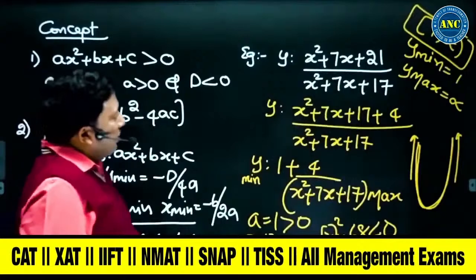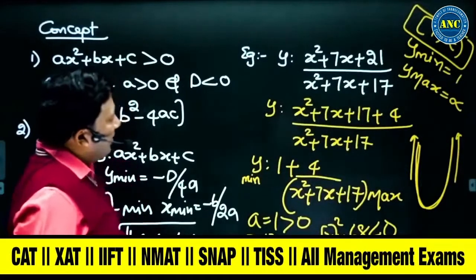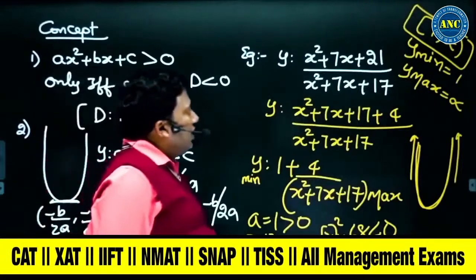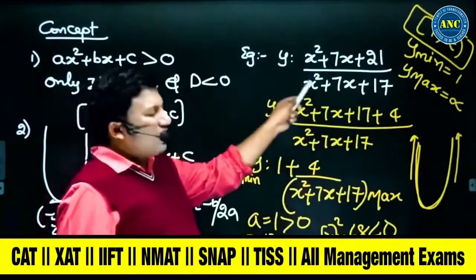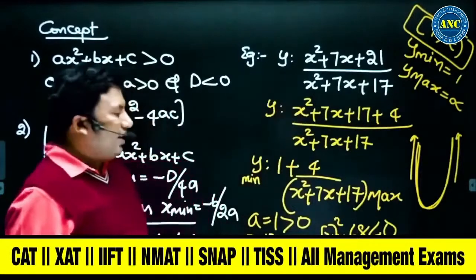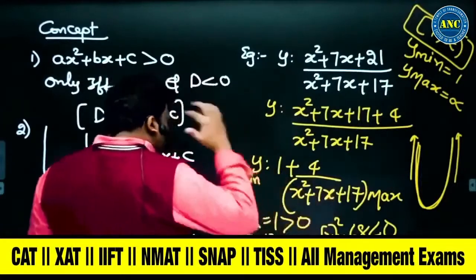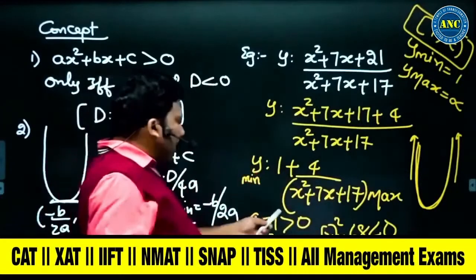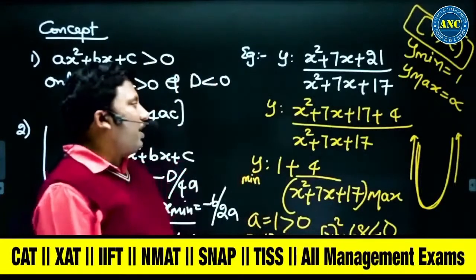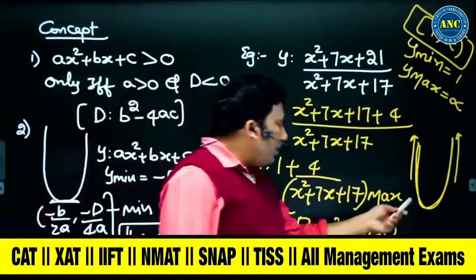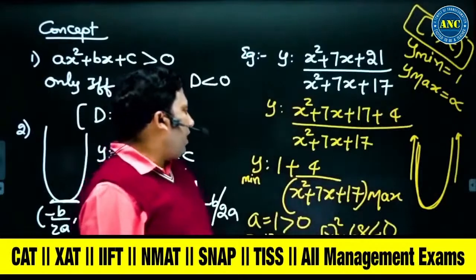X square plus 7x plus 21 divided by x square plus 7x plus 17. Why am I writing it as 1 plus 4 by the denominator? So that it becomes very easy. Otherwise, cross multiply and apply d greater than or equal to 0. I want the minimum, so the denominator will be maximum. Denominator maximum means a greater than 0, d less than 0. The graph is going upwards. Minimum I can determine, maximum will be infinite.